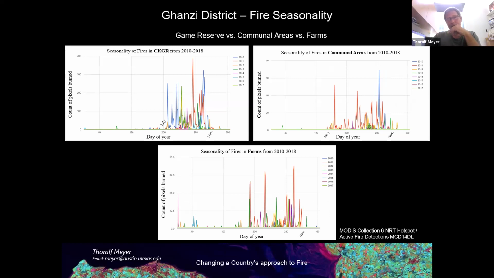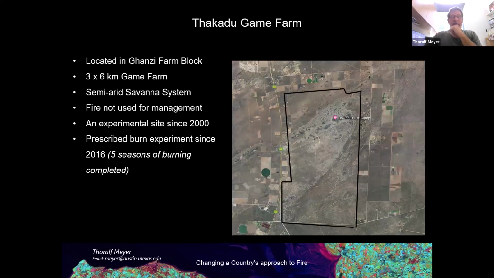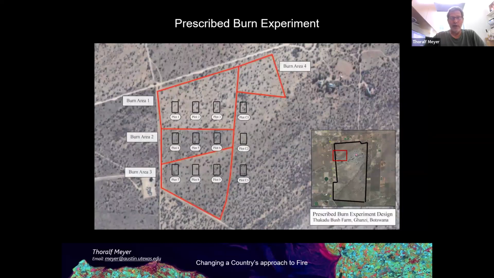Now this is, as I said, we used MODIS to have a look at a very, very coarse scale here. And then we started to zoom in. And we were given the opportunity to set up field experiments on a private game ranch where we could do our own controlled burns. In order to do this, we picked a region where it is relatively safe to burn, and we cut that region up into 3 sectors. It's burn area 1, 2, and 3.